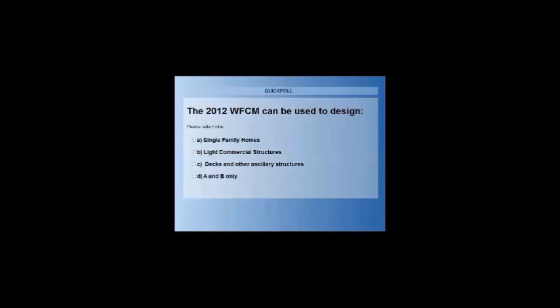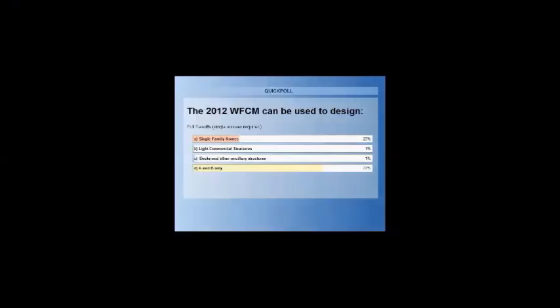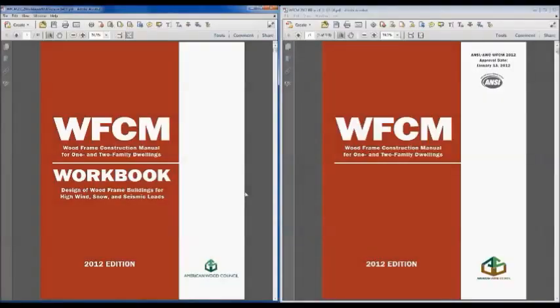Just a couple more seconds to vote. It is pretty evenly, well, not quite evenly split, but there are two answers that no one is picking. All right, I'm going to go ahead and close and share. All right, so 26% say single-family homes, and 72% say A and B only. So light commercial structures and single-family homes. All right, so Buddy, what is the real answer?